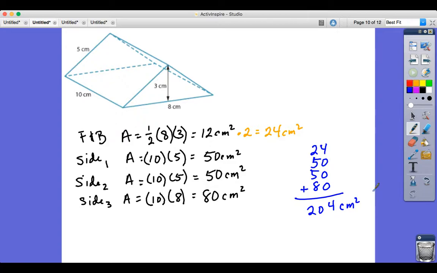And then there's sometimes where we get what's called a composite solid, which is a prism on top of a prism or some prisms stuck together. And when that happens, when we want to calculate the surface area, there are some surfaces that you don't see, and so they don't count.